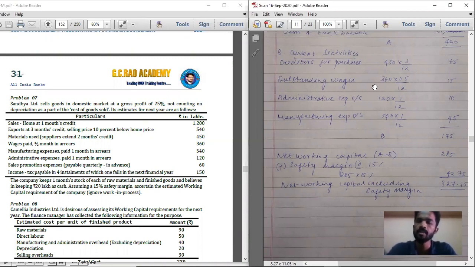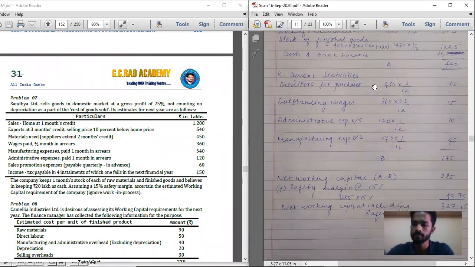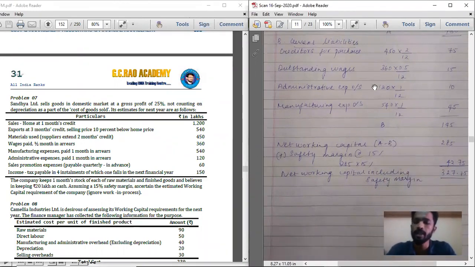Now calculate what is the net working capital. 430 minus 145, that is 285. So in respect of the net working capital, put 285. As in normal sums for previous sums, if they have asked us to calculate net working capital, the answer is 285. But for this problem, they have especially asked for a 15% safety margin. So we should add 15% on this calculated net working capital so that it will be taken as net working capital including safety margin.